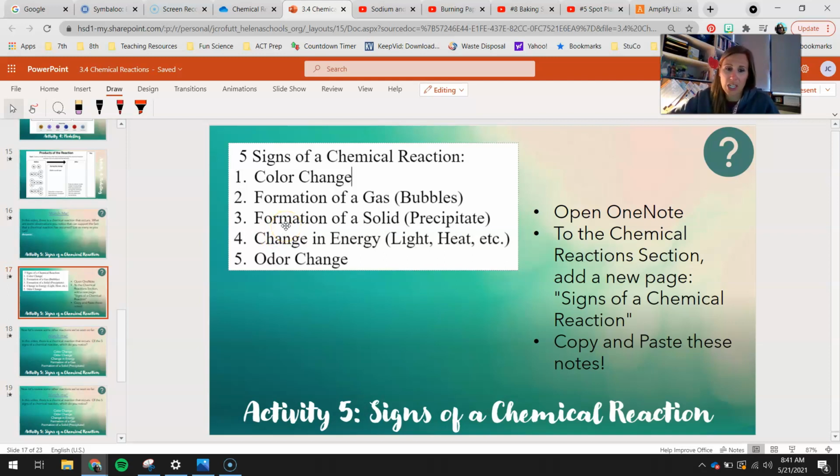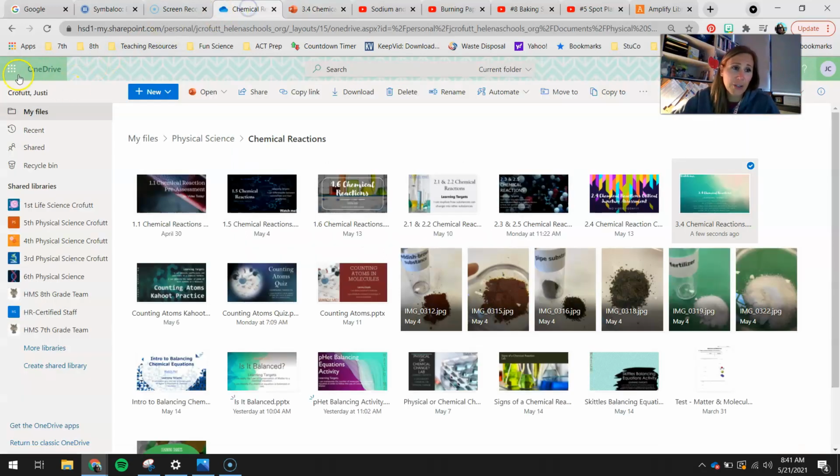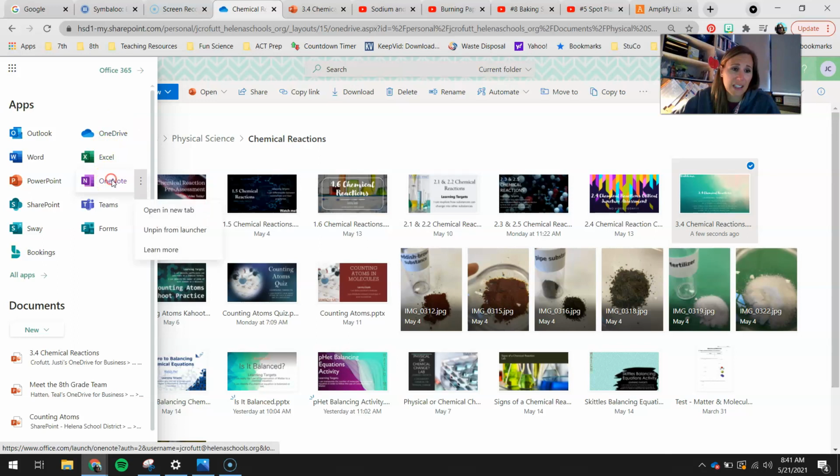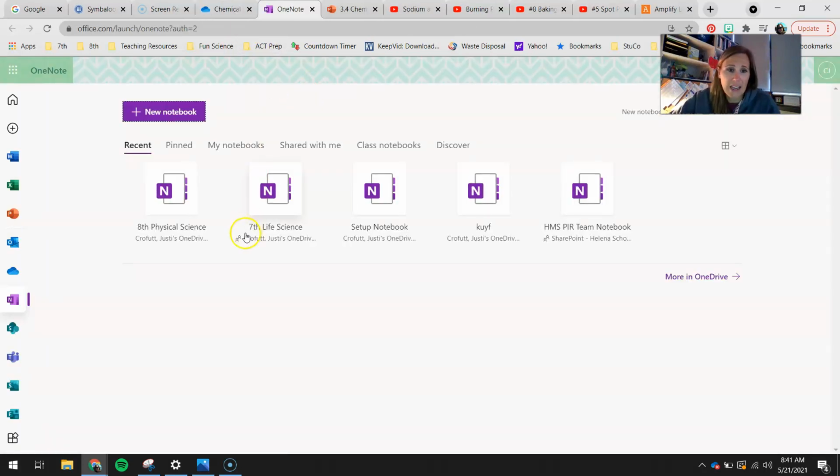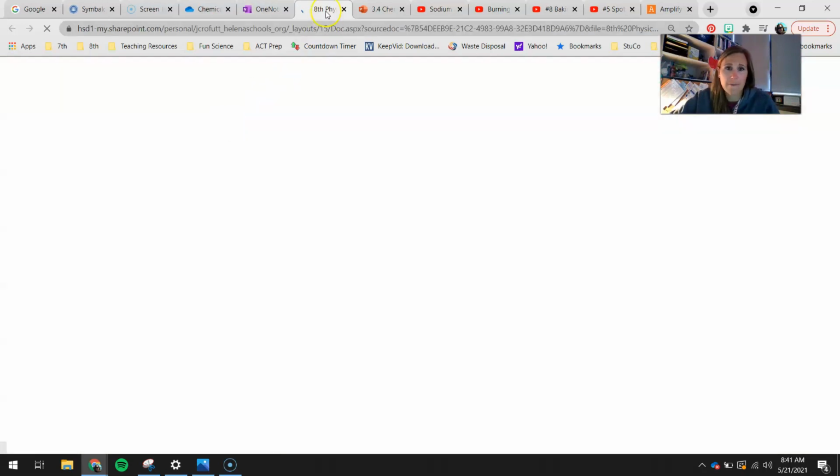And then finally, odor change. This is probably less obvious and hardest for you to observe, especially those of you working at home. But what I want you to do right now is open up your OneNote, and you need to add these notes into your OneNote. So you have signs of a chemical reaction in there.